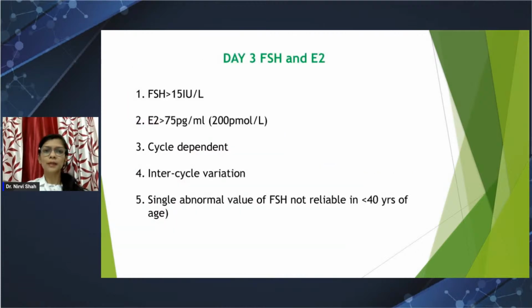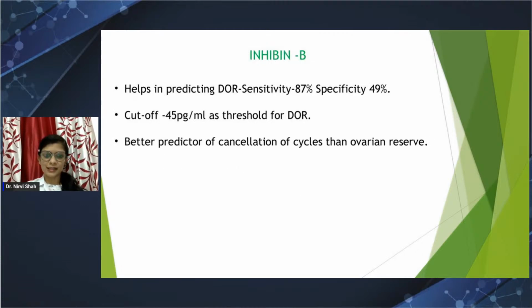So let's go to the blood tests for the ovarian reserve. Day 3 FSH and E2. FSH more than 15 and E2 more than 75 are considered to be related with decreased ovarian reserve. However, these are cycle dependent, meaning they are to be done on day 2 or day 3 of a cycle. Also, there is a lot of intercycle variation, and we cannot rely on one abnormal value of FSH. We need to have association with AMH as well as AFC to conclude that the ovarian reserve is less.